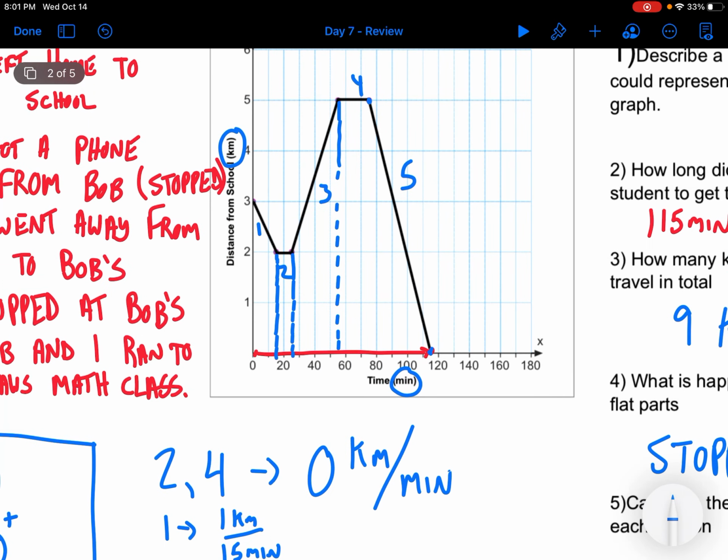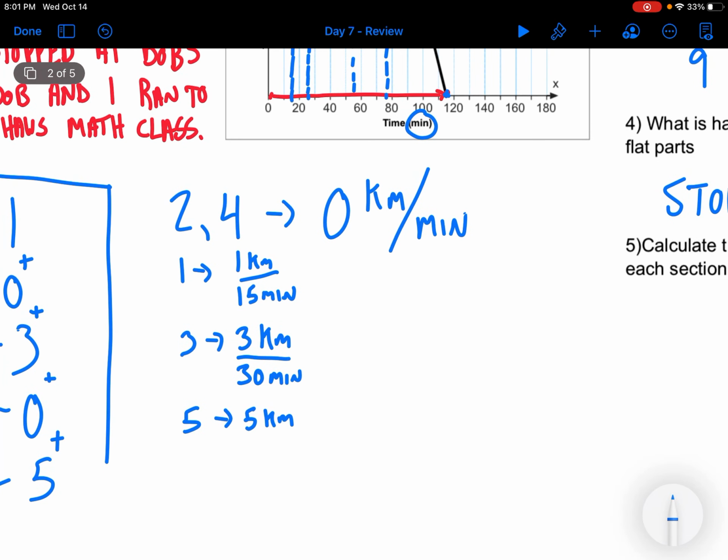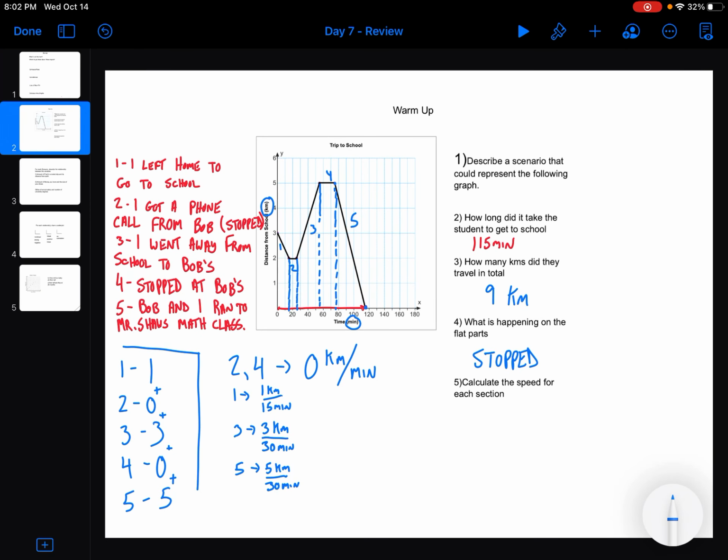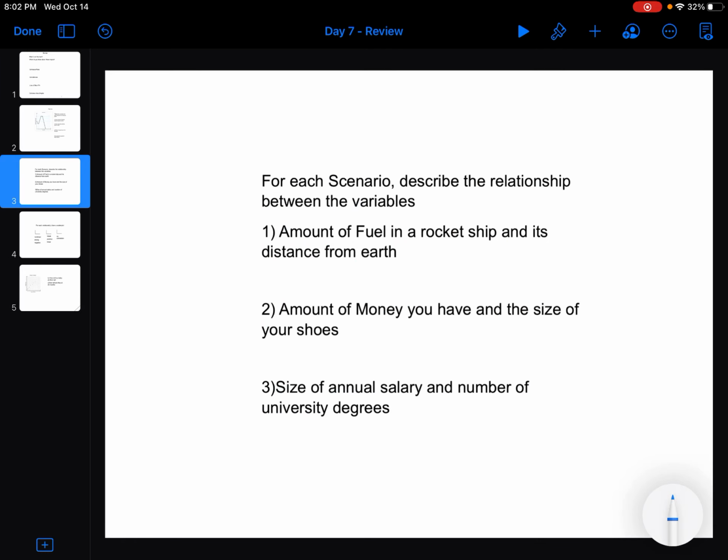5 kilometers. And it's taken us, we've moved from 75 all the way to 115. That's going to be 30 minutes again. And you can see right there that that's a faster time. Okay? So, we've calculated our speed, and you would divide those all out to calculate the actual speed.